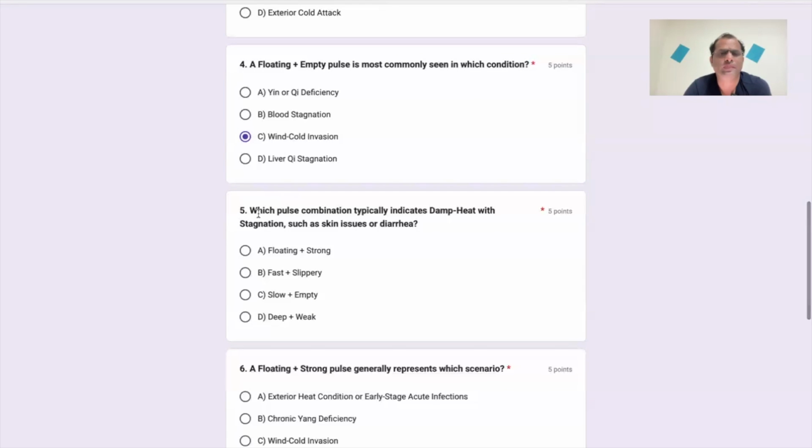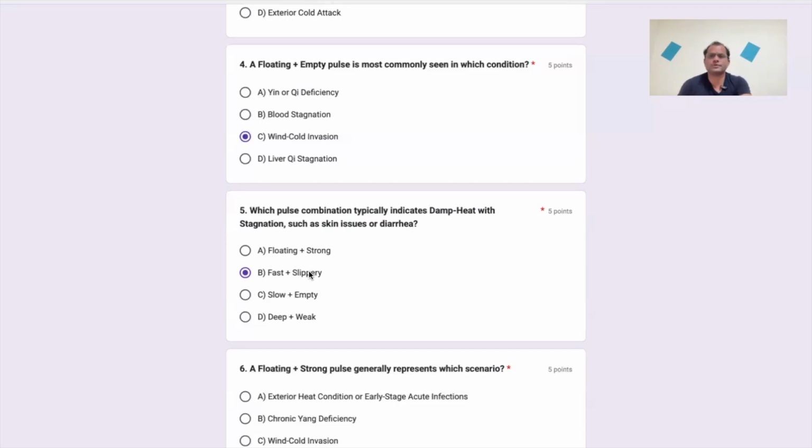Question number 5. Which pulse combination typically indicates damp heat with stagnation, such as skin issues and diarrhea? Leave these multiple conditions aside, just consider the skin issue. Fast and slippery, because dampness is there. So what is the meaning of fast here?